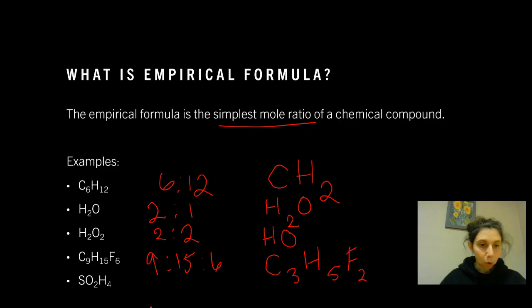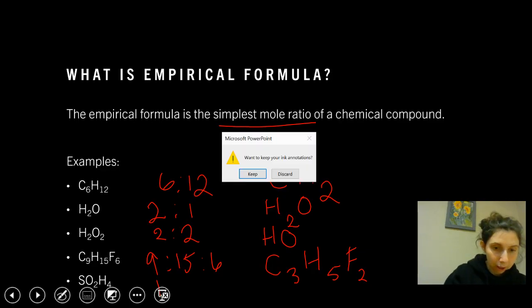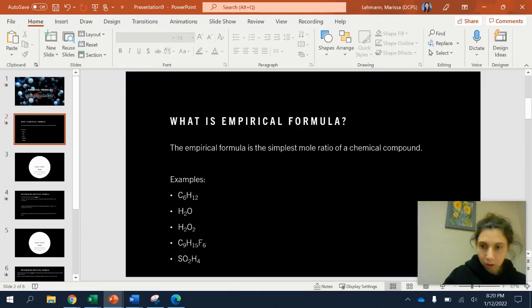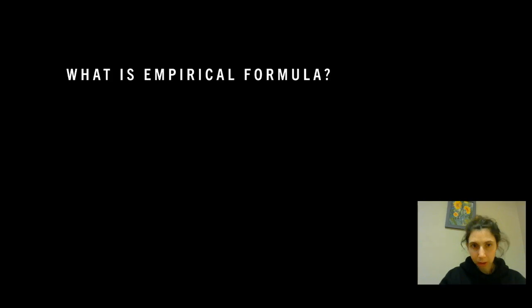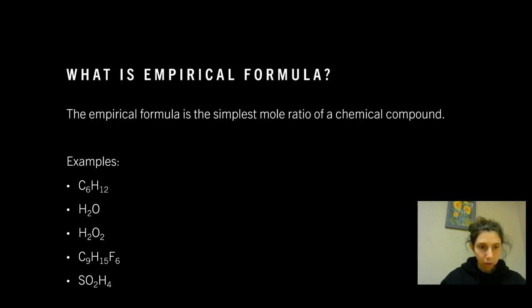And lastly, we have SO2H4. So notice we have 1 sulfur. Okay, notice we have 1 sulfur for every 2 oxygen for every 4 hydrogen. So we have a 1 to 2 to 4 ratio. So that cannot be simplified. We can't divide 1, 2, and 4 by any of the same numbers. So even though you could divide 2 and 4 by the same number, we can't divide the 1 sulfur by anything. So this is already the empirical formula.